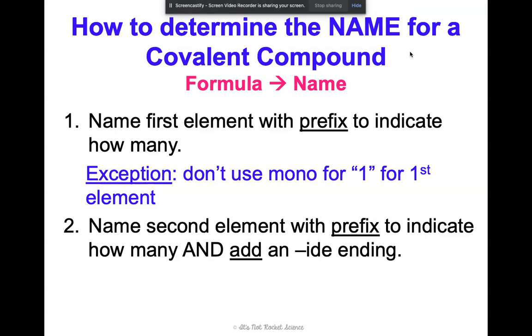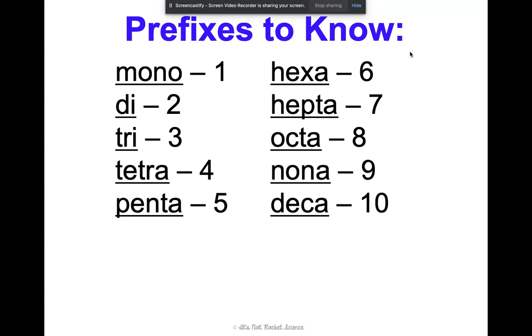To name the second element, we have a prefix to indicate how many, and you add the IDE ending that we've been working with. So some prefixes to know, there's mono, which is 1, di, which is 2, tri is 3, tetra is 4, penta is 5, hexa is 6, hepta is 7, octa is 8, nona is 9, and deca is 10. These are ones you're definitely going to need to remember. So again, you might want to write these down somewhere.